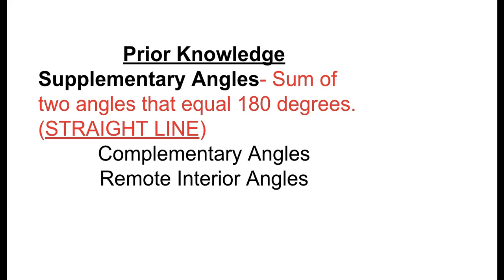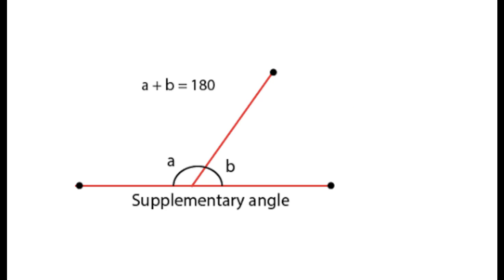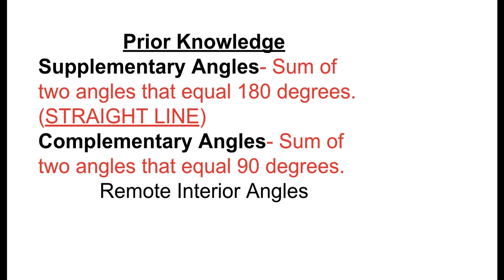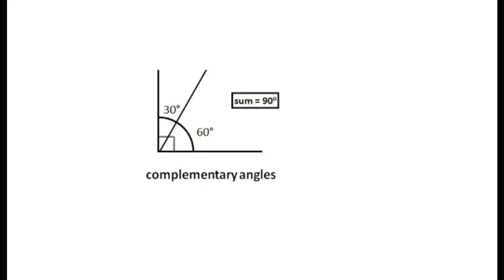Supplementary angles are two angles whose sum equals 180 degrees. It is a straight line. Looking at this picture here, angles A and B, when added up, should equal 180 degrees. And as you can see, they do lie on a straight line. Complementary angles are two angles whose sum equals 90 degrees. Here in this illustration, an angle of 30 degrees and an angle of 60 degrees, when added together, do equal 90 degrees. And a 90-degree angle is a right angle.